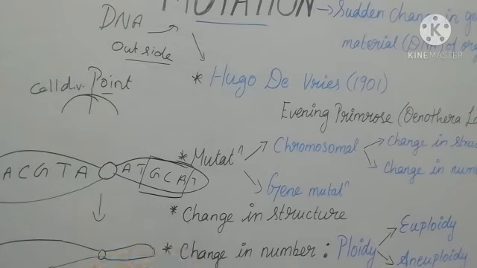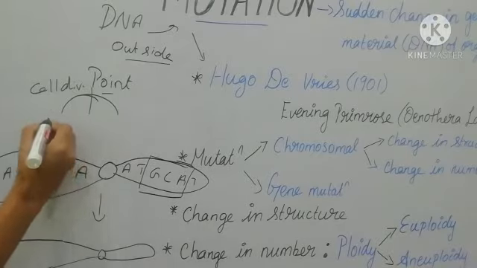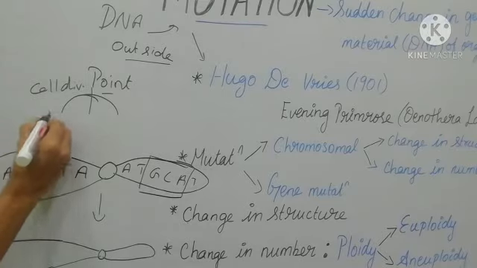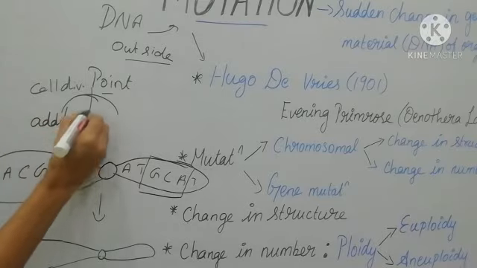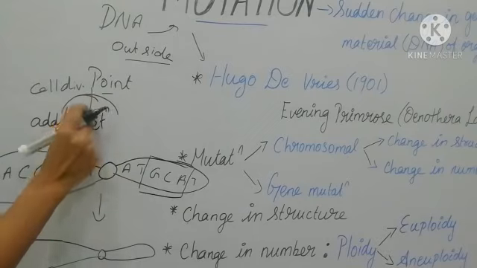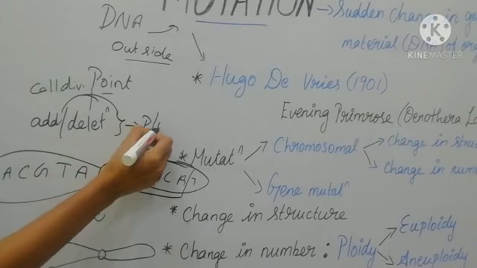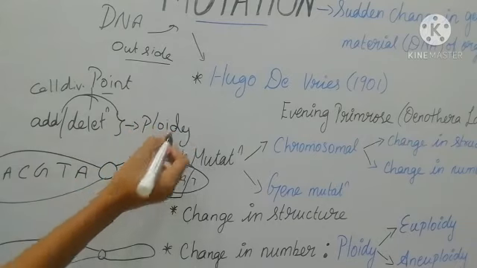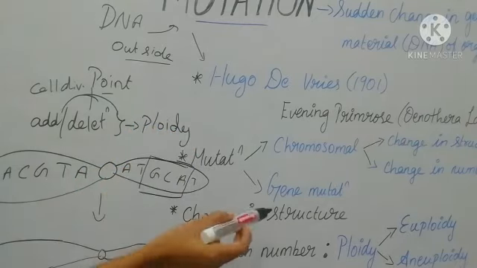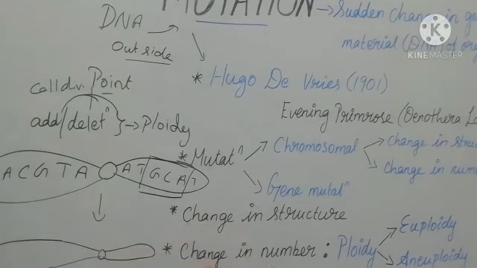Next is the change in the number of chromosomes. This can also occur due to deletion, addition, duplication, or inversion of chromosomes. If there is addition or deletion in the number of chromosomes in a cell, that is called ploidy. Addition means adding, deletion means reducing the number of chromosomes in a cell, and that is called ploidy. And this ploidy is of two types: euploidy and aneuploidy.